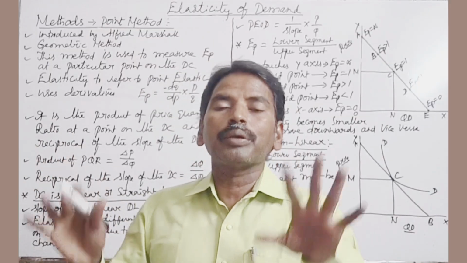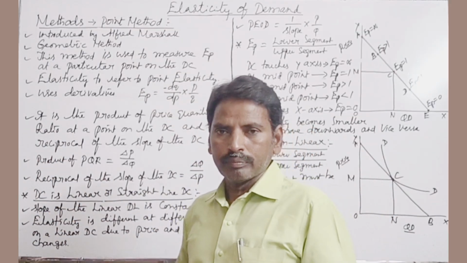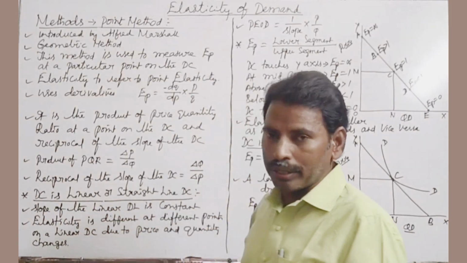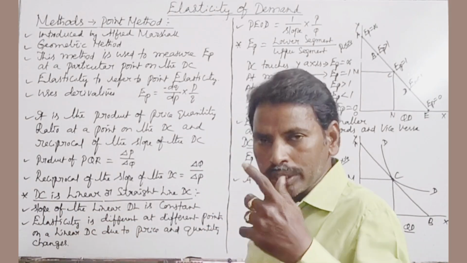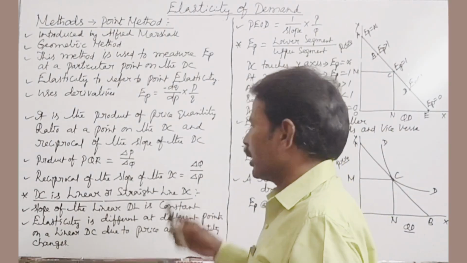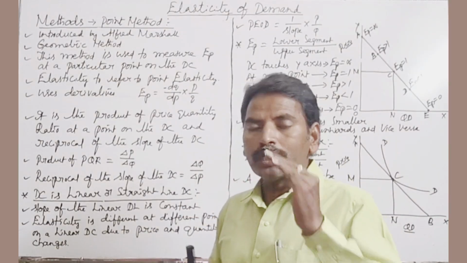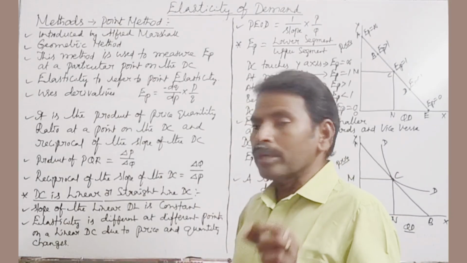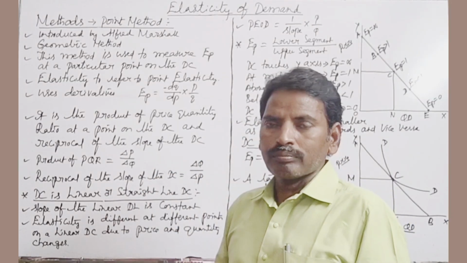How to measure price elasticity of demand? Point 1: the demand curve is linear, or a straight line demand curve. When the demand curve is linear, the slope of the linear demand curve is constant.